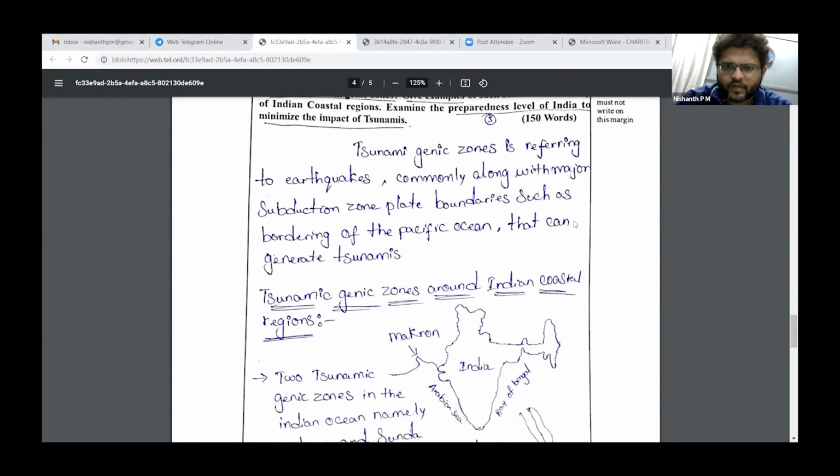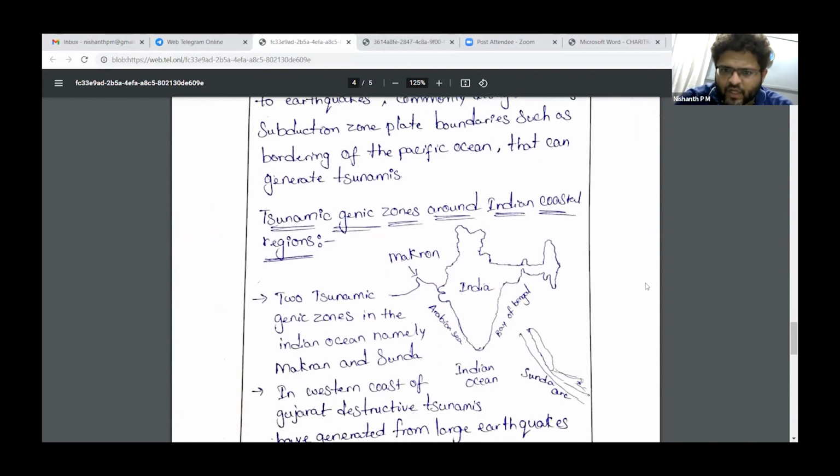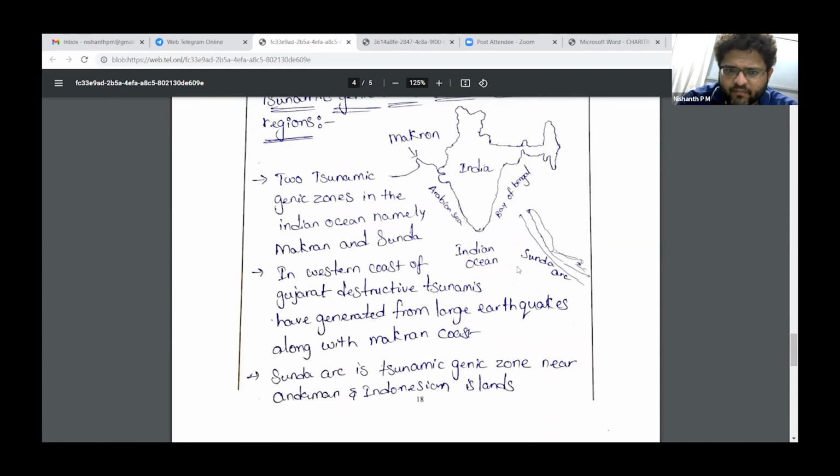Okay. The zones which generate tsunamis. Yes, good. This is what I was saying. Draw a small map and explain the tsunamigenic zones. Okay, genic zones means where the genesis happens, the birth of tsunamis takes place. But you have not labeled the diagram. Soumya, you have to label the diagram.